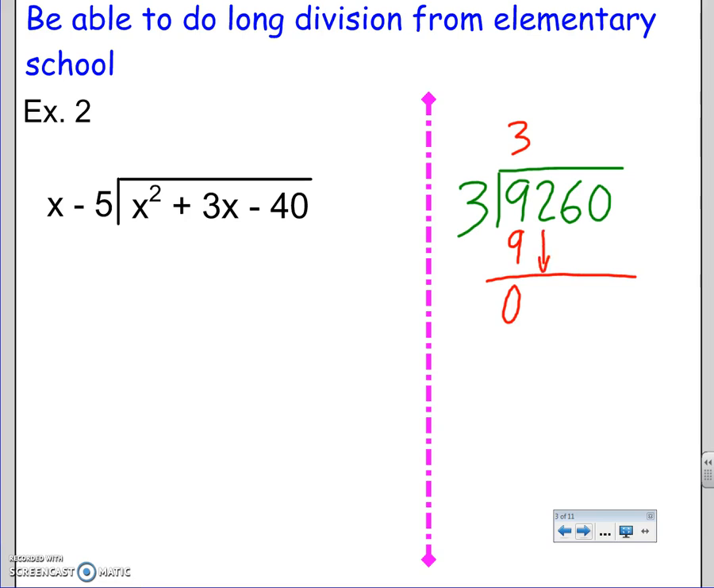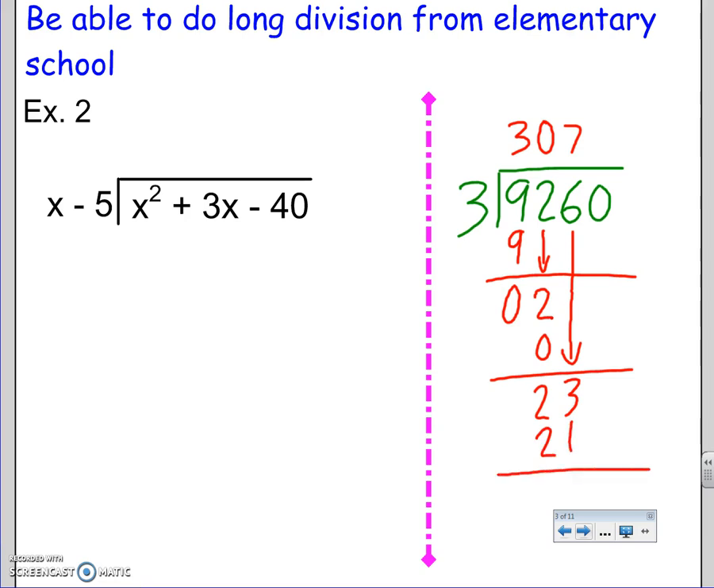I then drop this next number, 2. Well, what do I multiply 3 by to get 2? Well, I can't do that. So I need to put a 0. So 3 times 0, 0. That makes 2. I now bring this all the way down. So 23. What times 3 gets me 23? Really close to it. Well, 3 times 7 is 21. So they're both positive. Remember, I'm doing the opposite. It's really 23 minus 21 gives me 2.